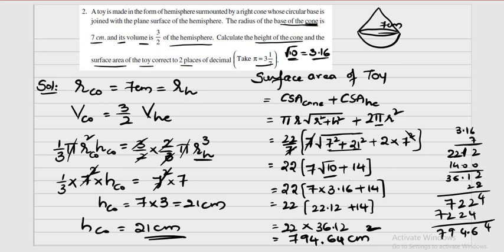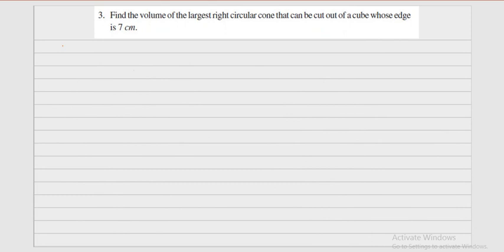Next, moving on to one more question. What is given is: find the volume of the largest right circular cone that can be cut out of a cube whose edge is 7 centimeters. Let us see the figure first.